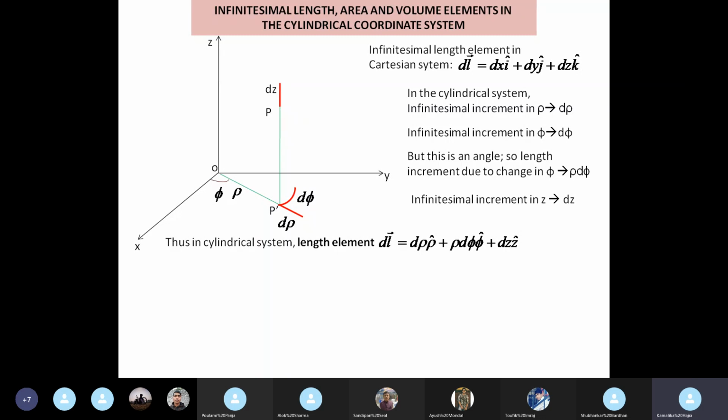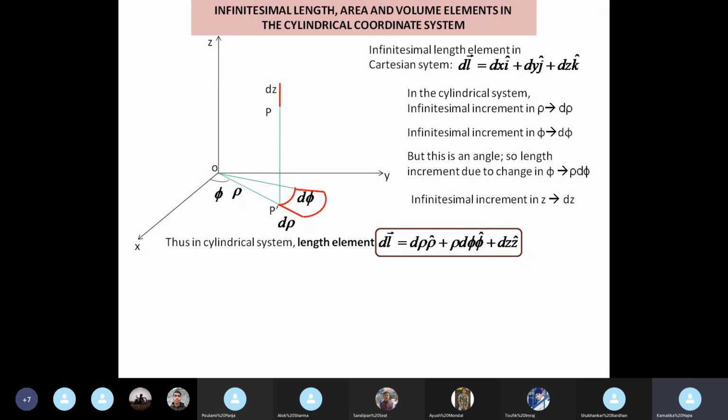Now next, what do we have to do? We have to write the area element and the volume element. For that, please follow step by step how I am making the increments over here. These are the increments d rho, rho d phi and dz. Now what I do is take my line OP prime to this new position by changing the angle by a value d phi, so that I have got this arc length rho d phi. So d rho can also be along that line.